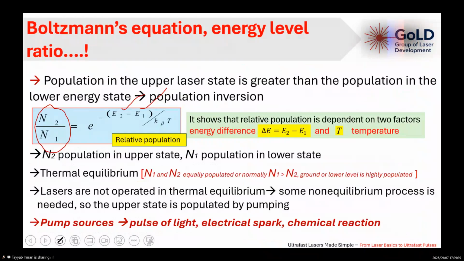Okay. And temperature is there. So this is the ratio. This ratio will tell us which level is more populated, which one is not. So if the ratio is equal to 1, then both levels are the same, roughly. As I mentioned, N2 is the population in the upper state and N1 is the population in the lower state.